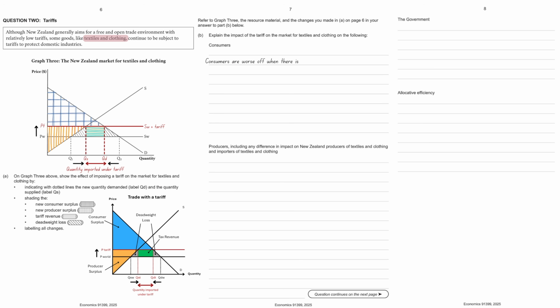So if we look at consumers first, consumers have to pay the tariff. So they don't like the tariffs. The price that they have to pay would increase from PW to PT. So we can see that consumers are worse off when there is a tariff imposed because they need to pay a higher price for textiles and clothing. If they are paying a higher price, then they would want to decrease the quantity that they demand, which is what we showed on the graph before.